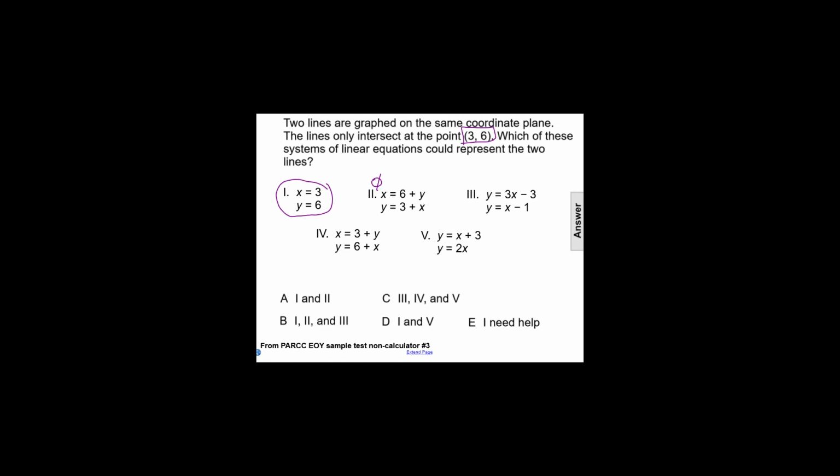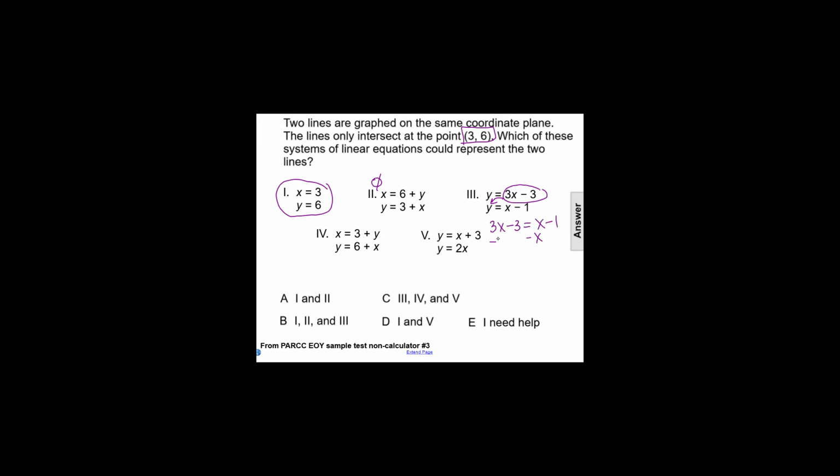Choice 3 is the system of y equals 3x minus 3 and y equals x minus 1. So these lines are both written in slope-intercept form. They're both solved for y. And they don't have the same slope, that coefficient of x, so they're not going to be parallel. They will have a solution, but let's solve to see if that solution is (3, 6). We can solve by using substitution, substituting in 3x minus 3 for y in the other equation. That will give us 3x minus 3 equals x minus 1.